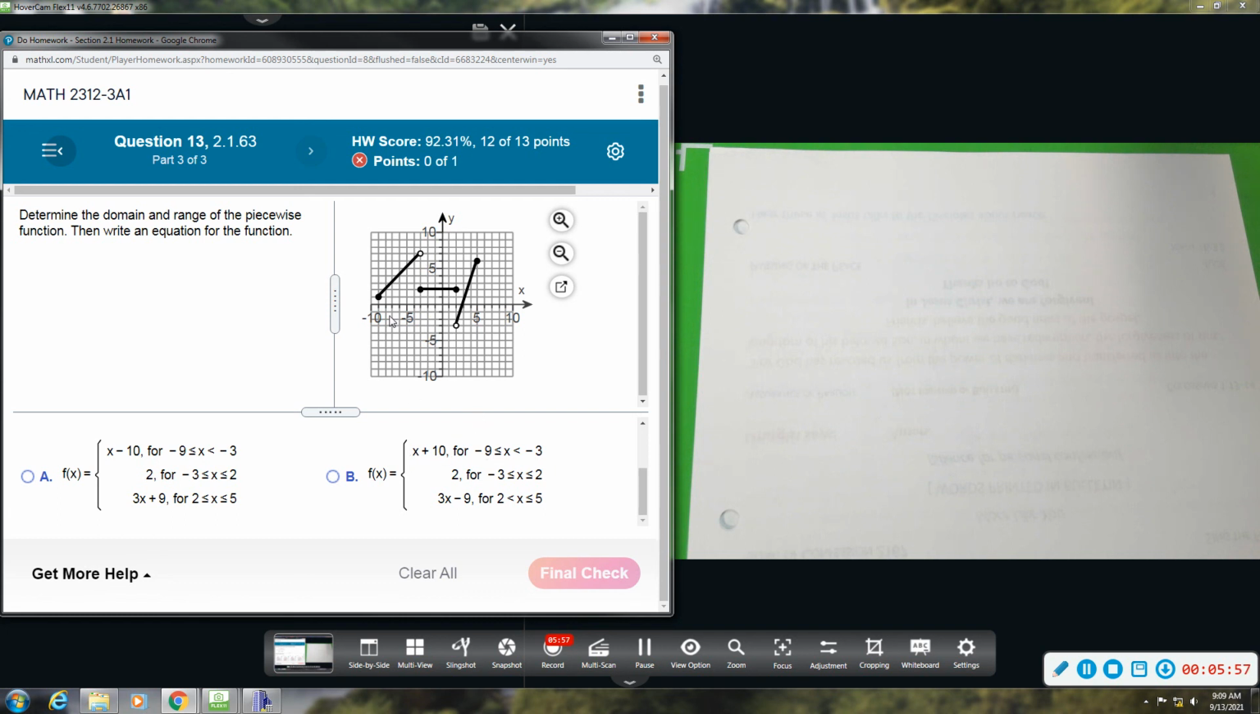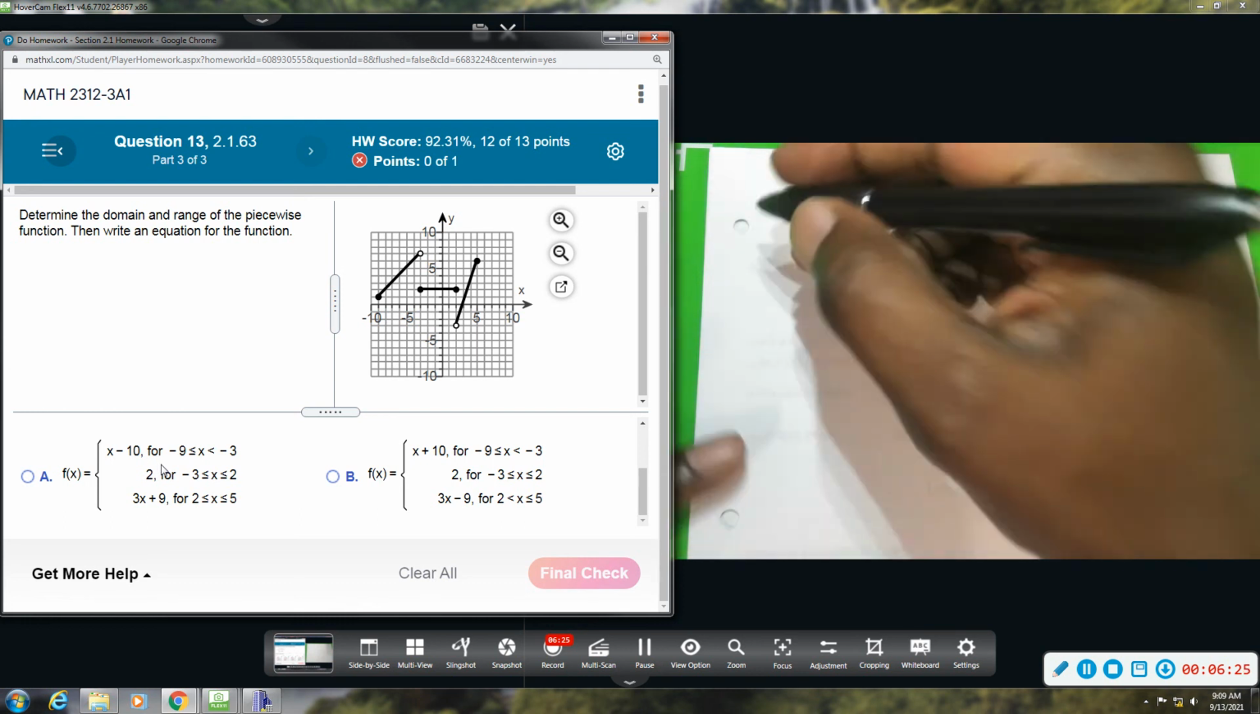So let's just pick a point and see which one matches. If I plugged in, let's say, -5 to this equation, you've got to be careful to pick a value in its defined domain. So -5 is a number between here. You can't just randomly pick it. Like I couldn't pick 5. It wouldn't fit with this graph. But I can pick -5.